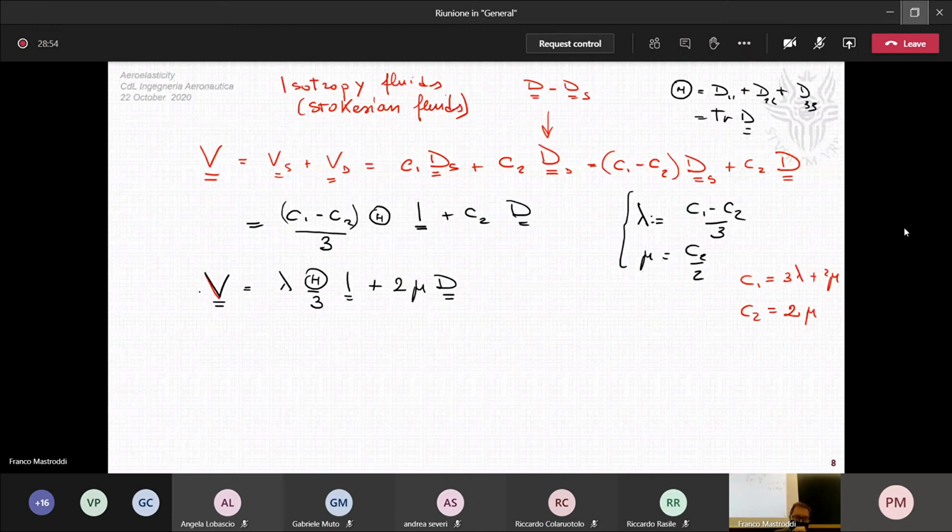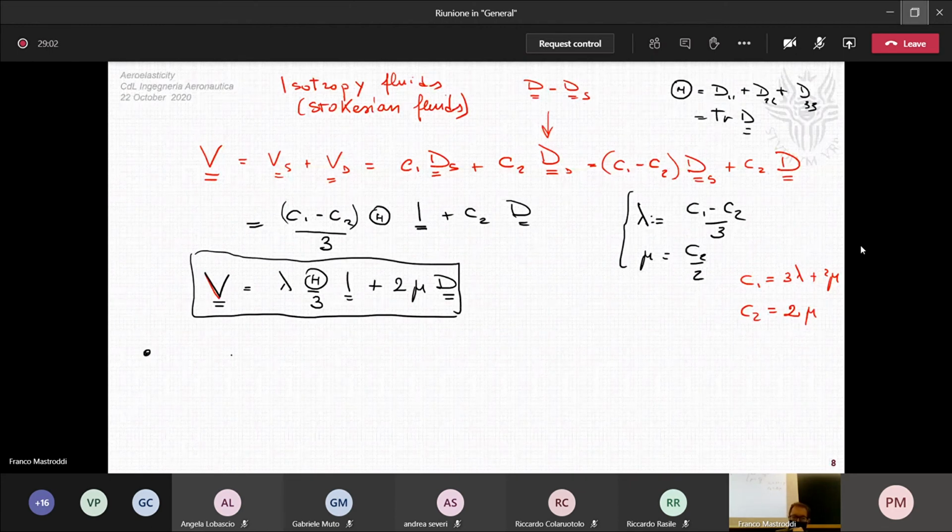Important for you. The comments are the following. First comment. The constant C1, which is 3m plus 2m, is also known as bulk viscosity. Why bulk viscosity?